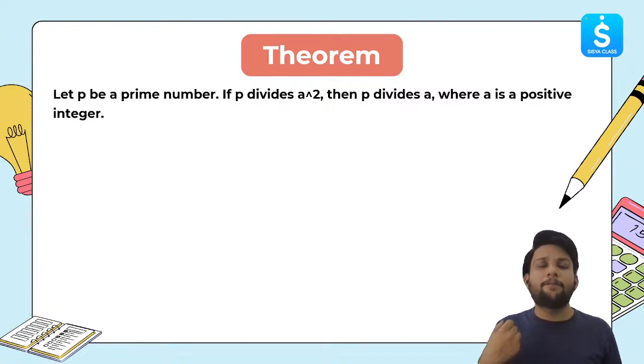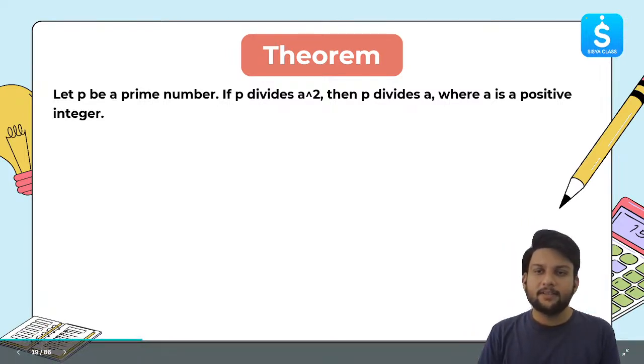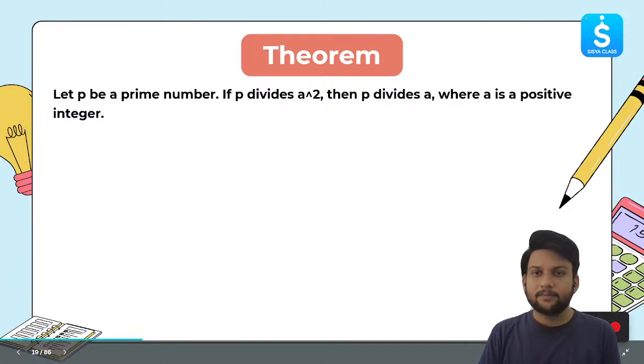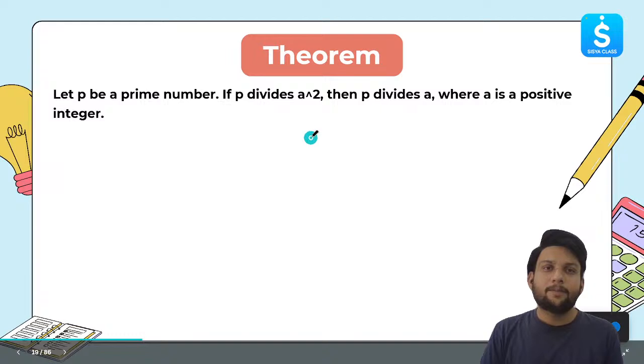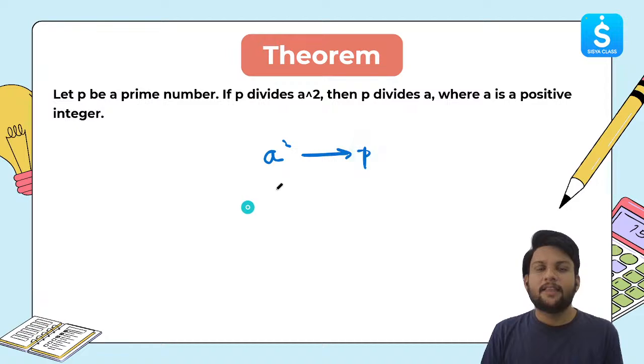If p is a prime number, and p divides a square, then p divides a, where a is a positive integer. I'll try to make you understand this. For this, dear students, just understand this. Suppose I have a square, and if p divides a square, that means p will divide a as well.